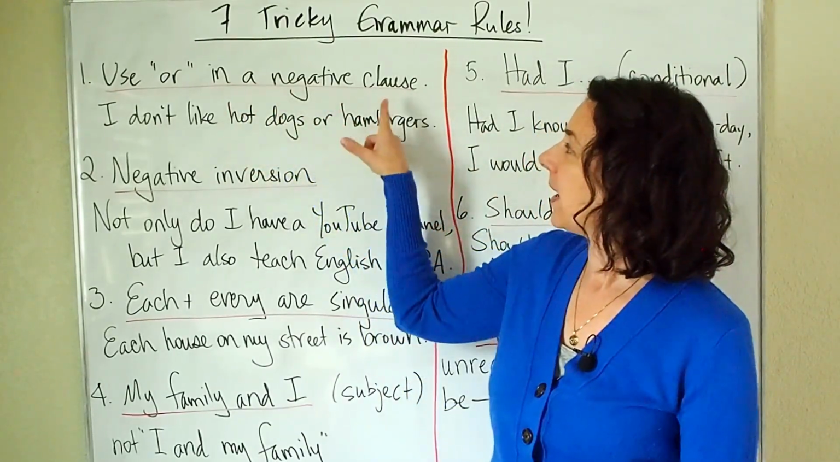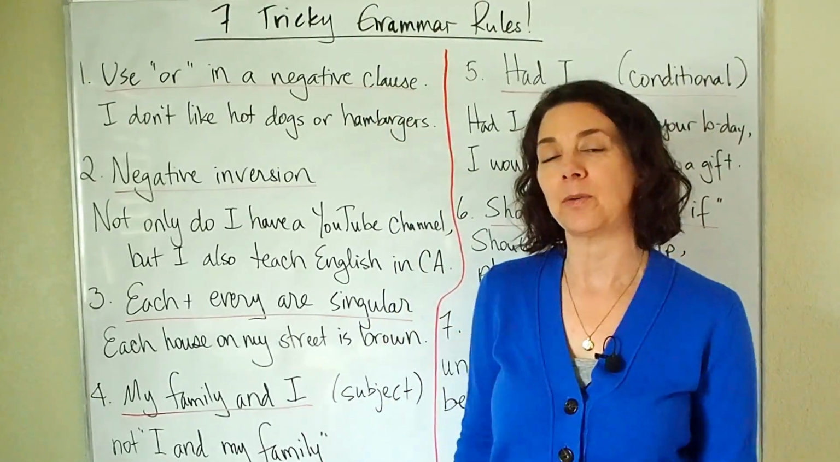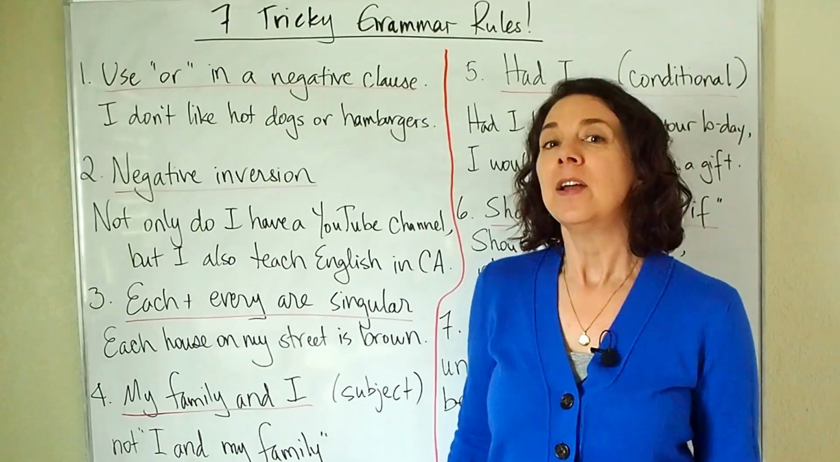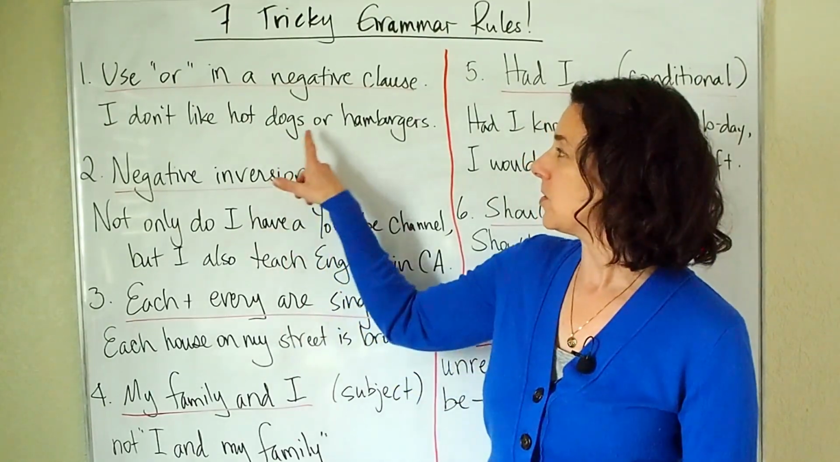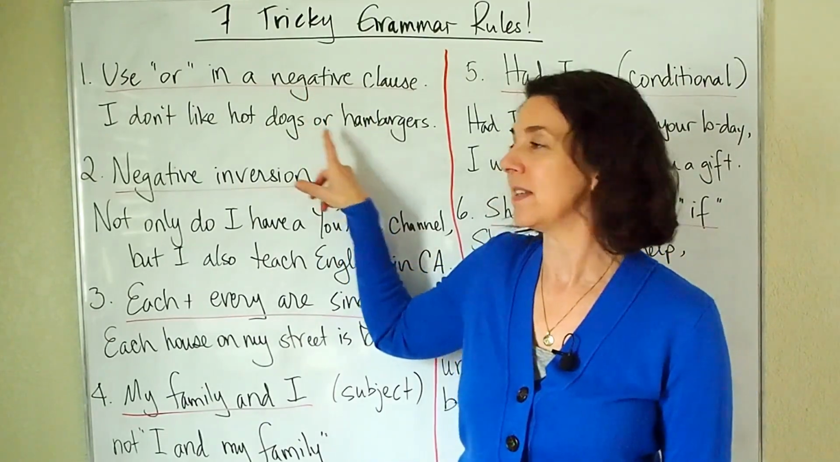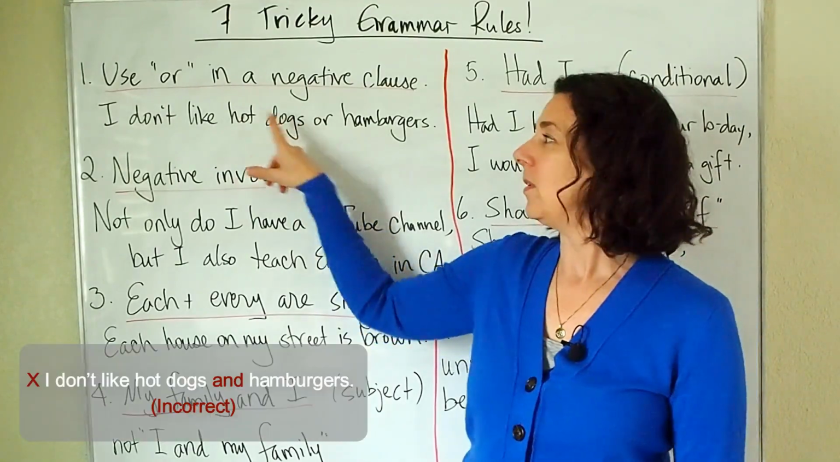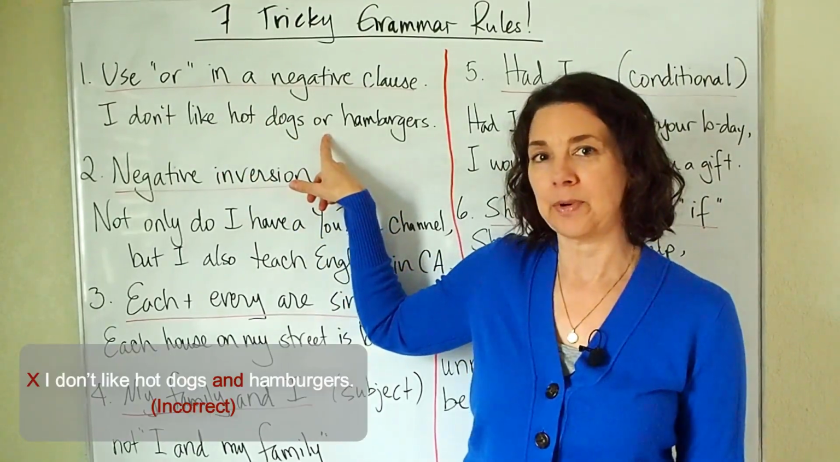When we have a negative clause, we use or to combine or connect two things. Usually people will want to use and in this case, but the grammar rule tells us that if the verb is negative, we need to use or. For example, I don't like hot dogs or hamburgers.